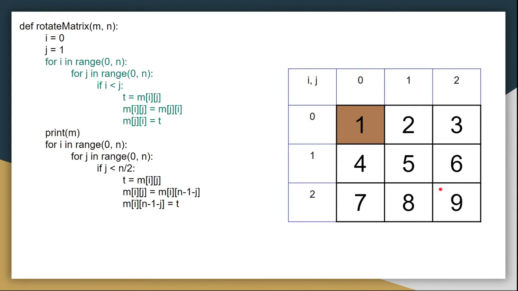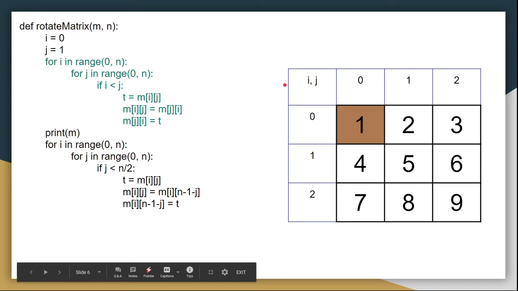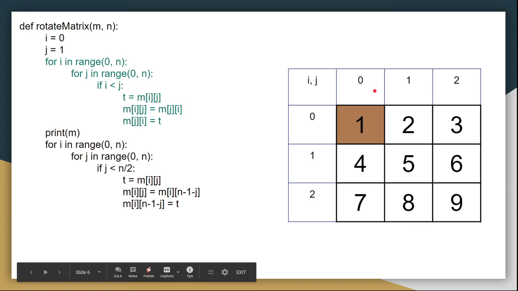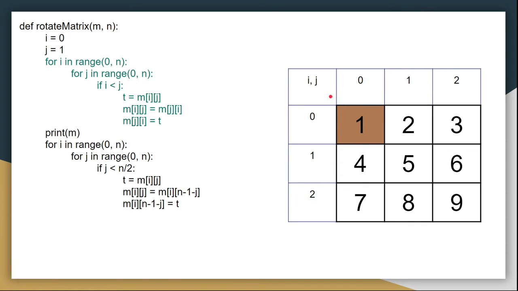Rotate matrix is a function that we make, and we pass in a matrix and the dimension of the matrix, which is n. And then we have a for loop that goes through i, which is the rows, and j, which is the columns. So when i is smaller than j, then you would swap the two. Now, since 0 is not smaller than 0, you don't switch anything.